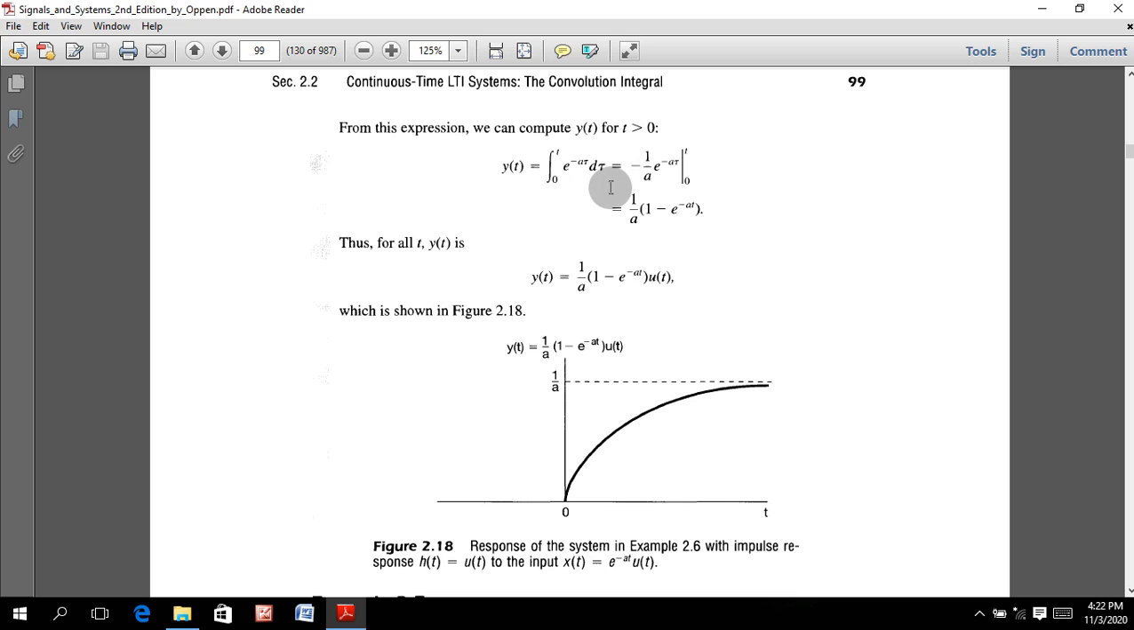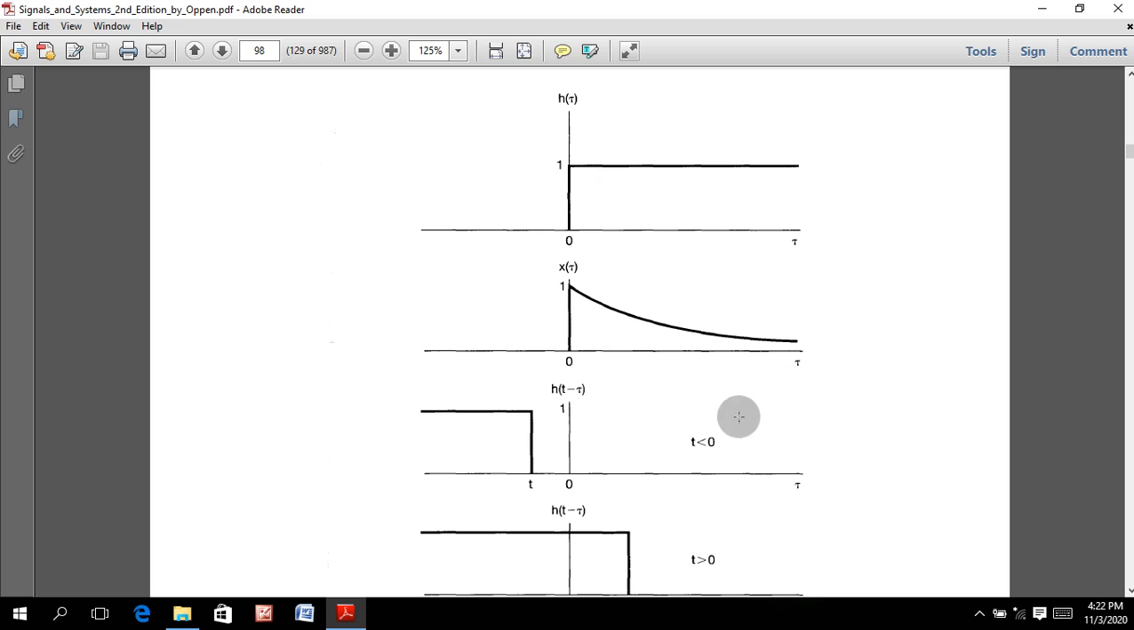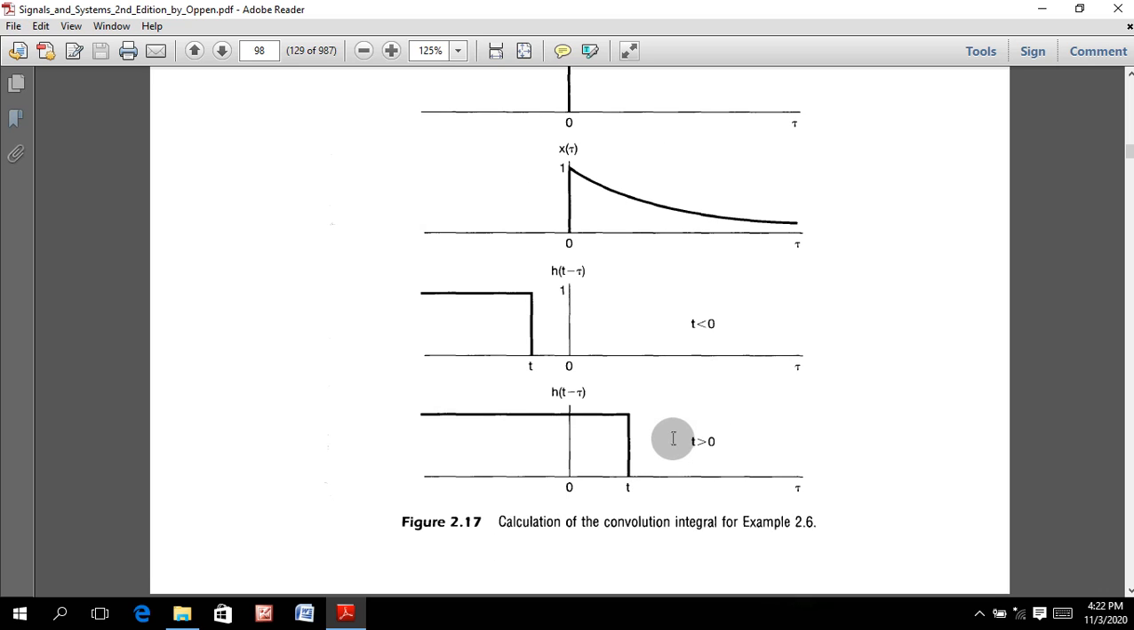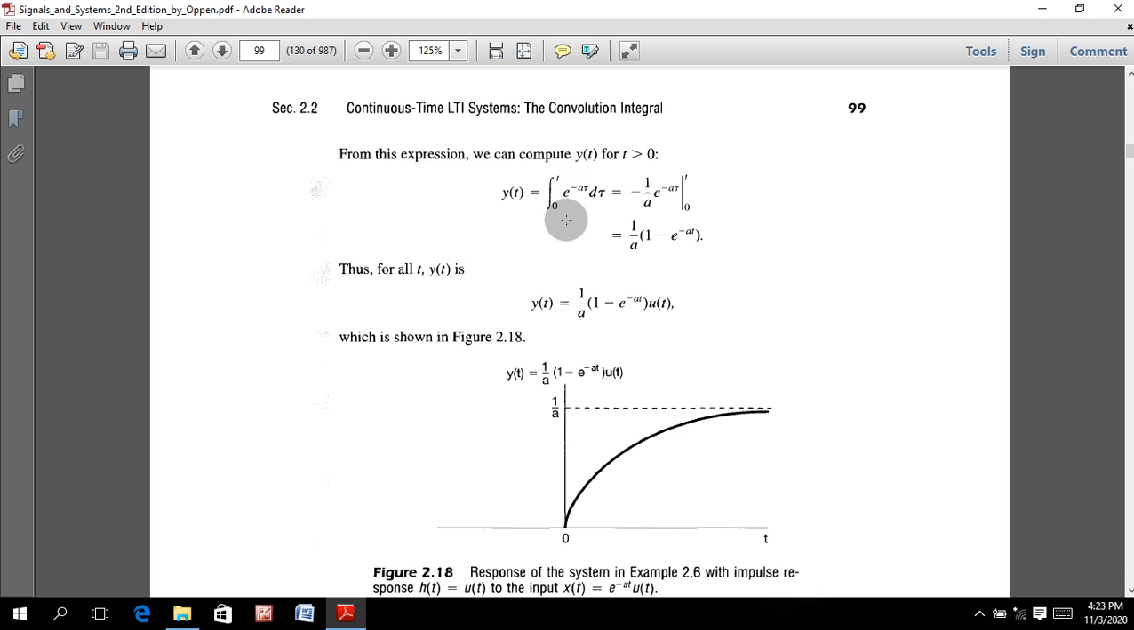We will have two different responses. The first one is t greater than 0. As we know that the value of tau is in between 0 to t, we will take the limit from 0 to t for integration, and e to the power minus a tau d tau, we will integrate this specific function within the limit of 0 to t. By doing that we will get minus 1 by a into e to the power minus a tau.